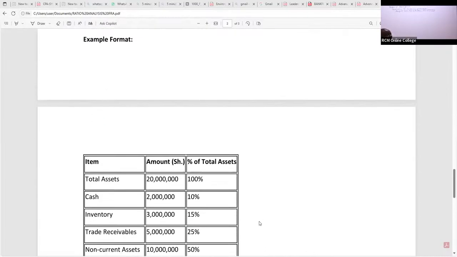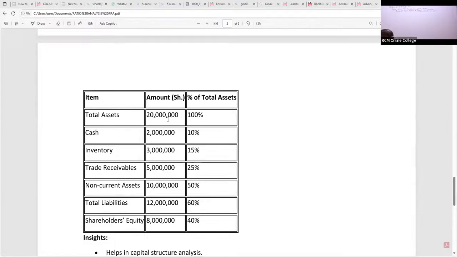Example format. So you have here the total assets in your statement of financial position as 20 million. We start with the percentage of total assets to assets. The first one will be 20 million over 20 million times 100%, which is 100. Cash, 2 million, is presented as a common item to the base figure, and the base figure here is total assets.